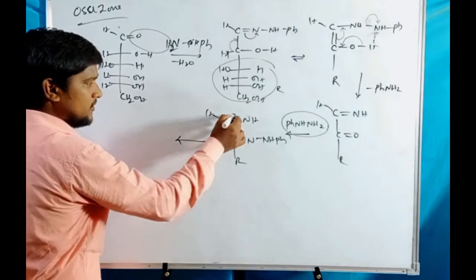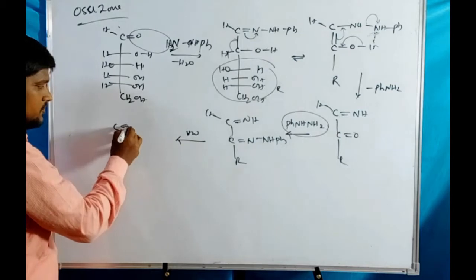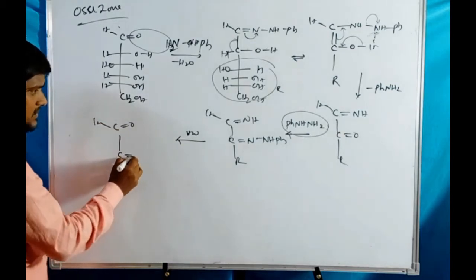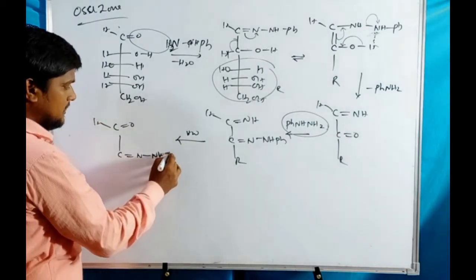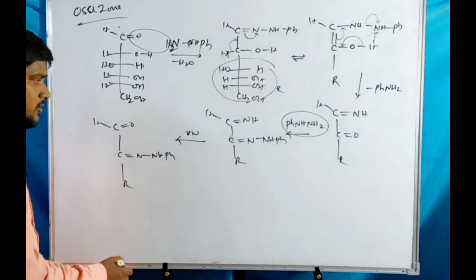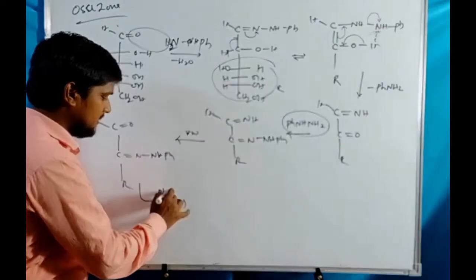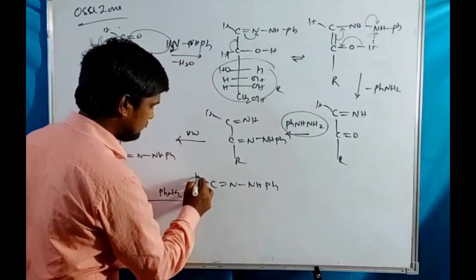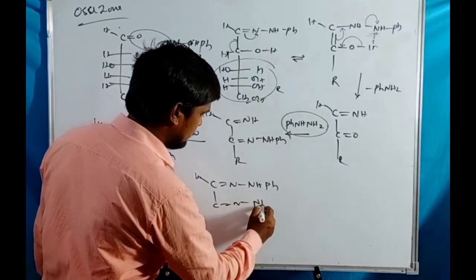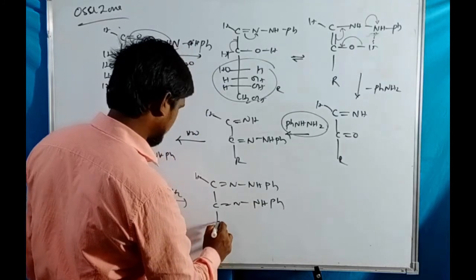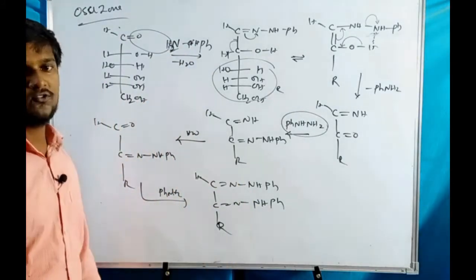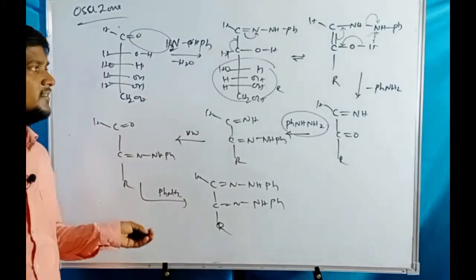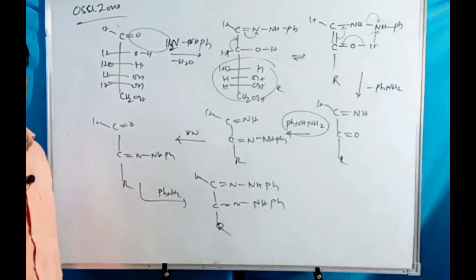So the amine is undergoing the hydrolysis reaction. It produces the double bond O. Now here, C double bond N, NH phenyl. So this is the R. The third mole of phenyl hydrazine will convert the corresponding compound into the osazone derivative. So this is the simplest mechanism of the glucosazone test. Okay, so this is a very easy mechanism regarding our osazone derivative.